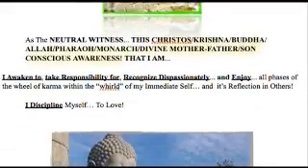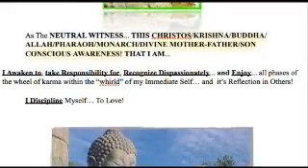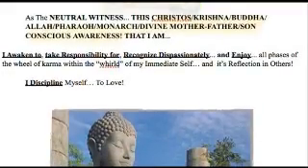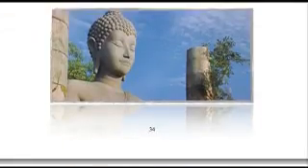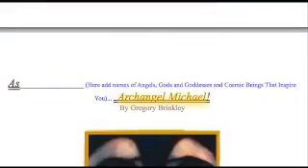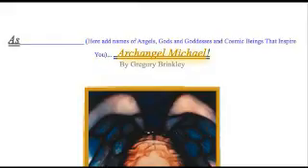As the neutral witness, this Christos, Krishna, Buddha, Allah, Pharaoh, Monarch, Divine Mother, Father, Son, Conscious Awareness, that I am, I awaken to, take responsibility for, recognize dispassionately, and enjoy all phases of the wheel of karma within the world of my immediate self and its reflection in others. I discipline myself to love. Disciple of love. Now, as Archangel Michael, we assume the identity of Archangel Michael.